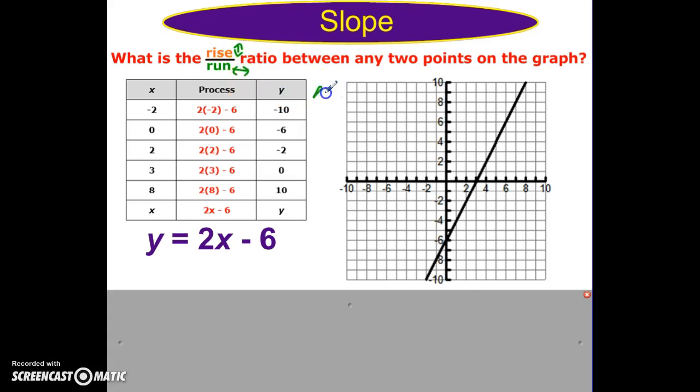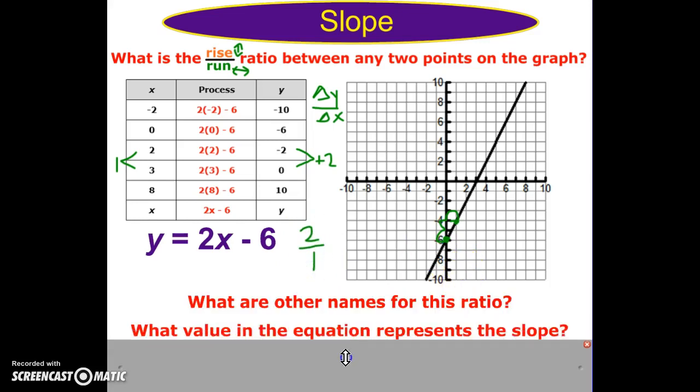This is the same as the change in y over the change in x that we solved for from the beginning. It's also the same as taking any point on the graph and counting to the next intersection, and we're going to rise 2 spaces and run 1 space. When we look at our table, we increase 2, we run 1. So that ratio is 2 over 1.